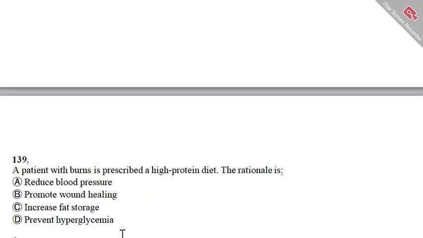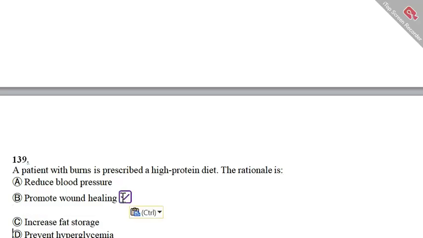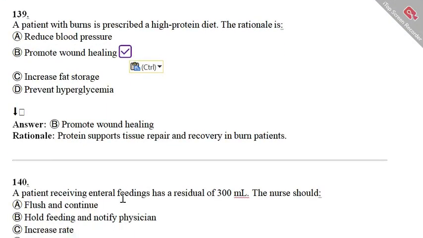Patient with burns is prescribed a high protein diet. The rationale is. Correct answer is option B, promote wound healing. Let's move to the next question.